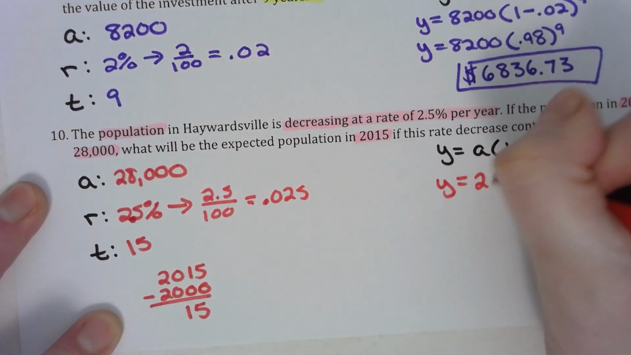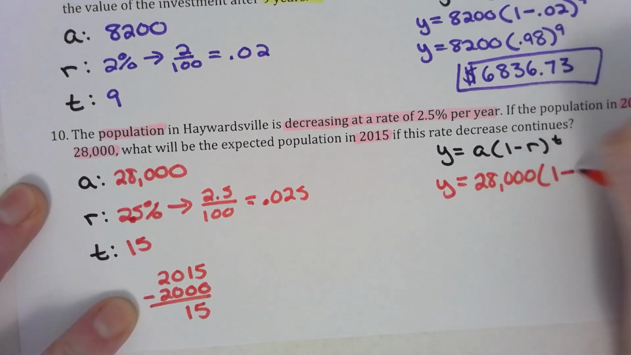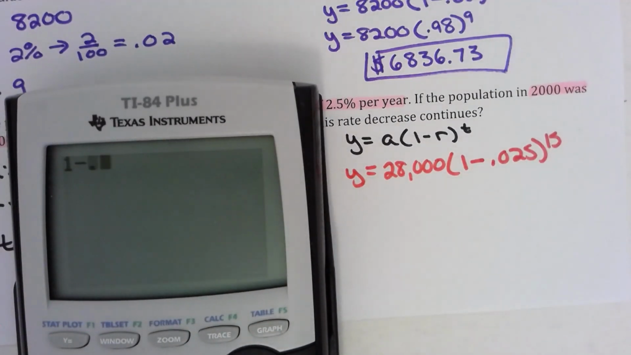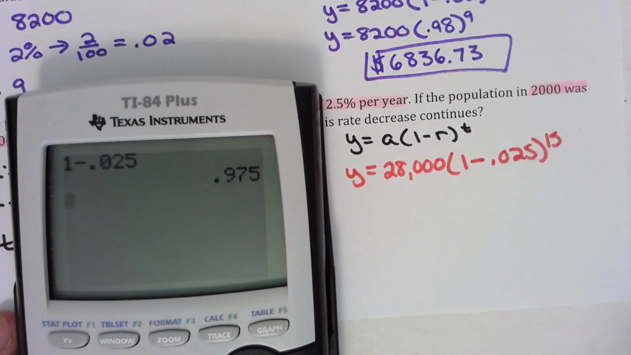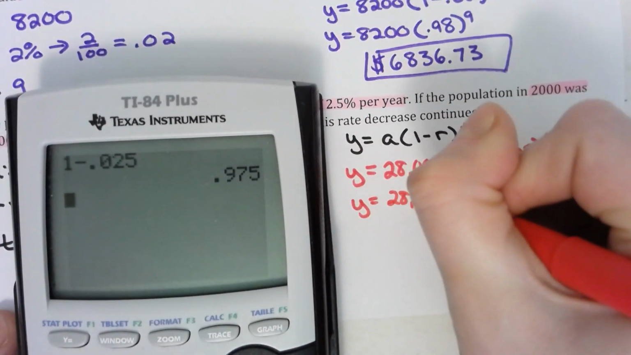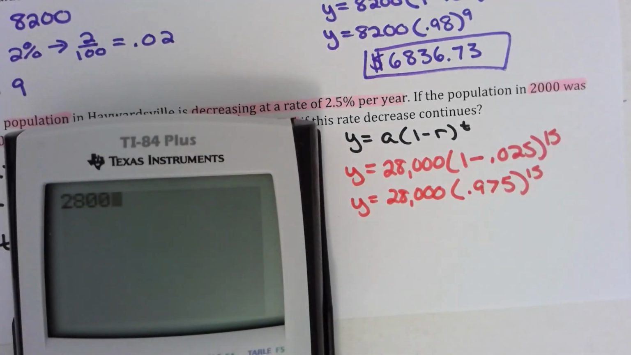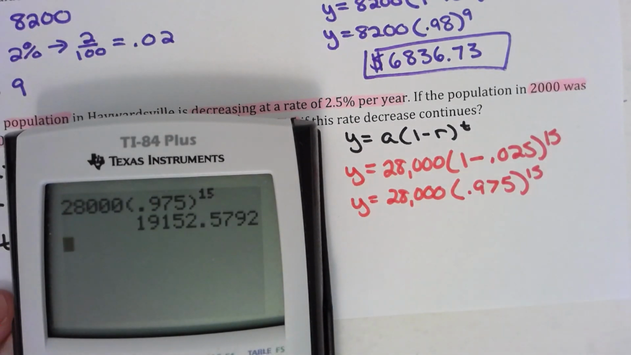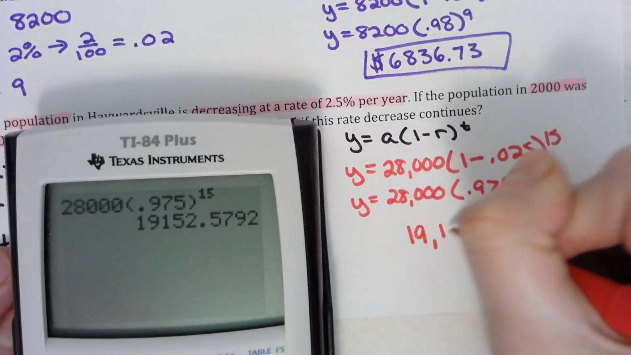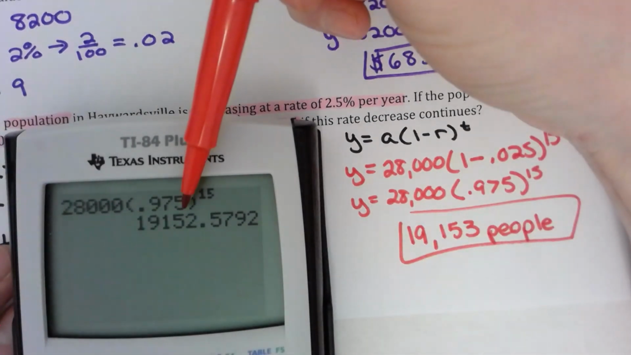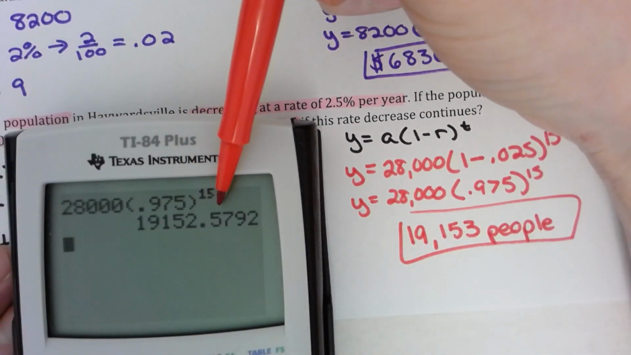So y equals 28,000 times 1 minus my rate, 0.025, to the 15th power. Move that so you can see it. I always simplify what's inside my parentheses first before I do anything else. So y is equal to 28,000 times 0.975 to the 15th power. Now we are talking about population, so this time whenever I plug this into my calculator, we are going to round to the nearest whole number. So I plug this in, hit enter. That gives me 19,153 people. The reason it changed to 53 is because the number right after the decimal place was 5 or higher, so that number went up 1.